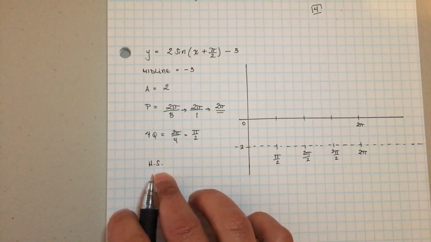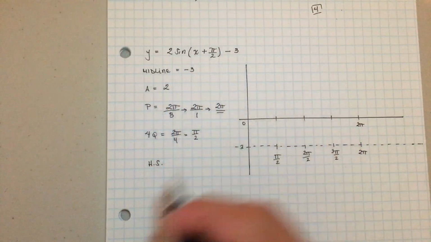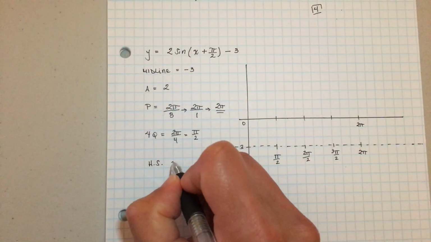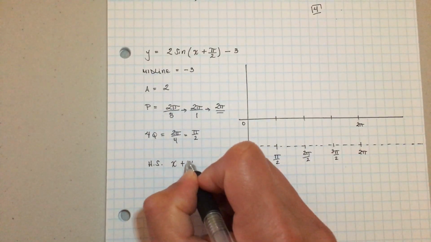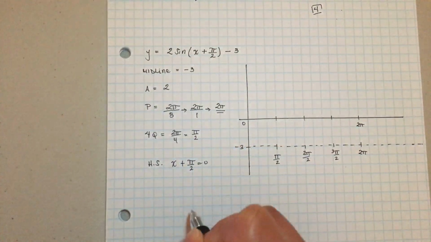Now, what's my horizontal shift? Well, I take whatever's inside here. Let me see, x plus pi over 2 and set that equal to 0.